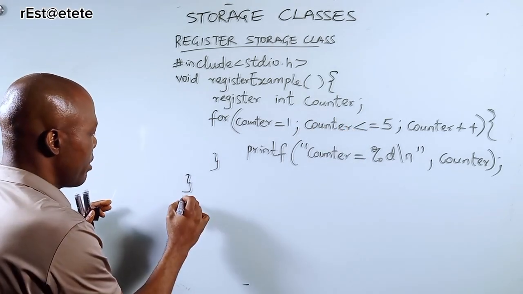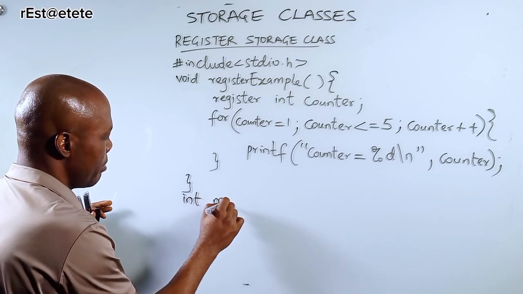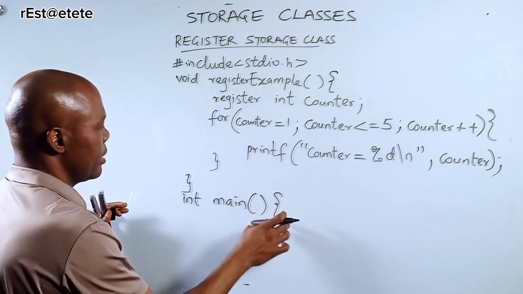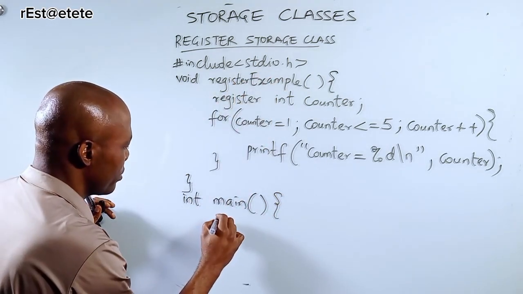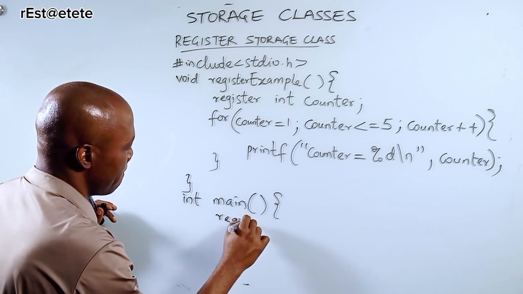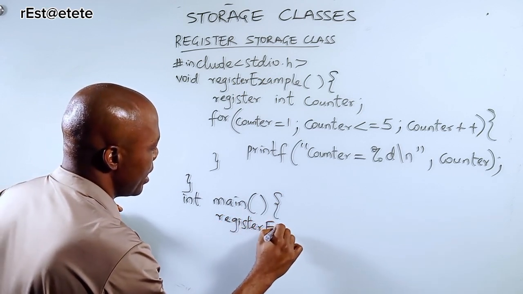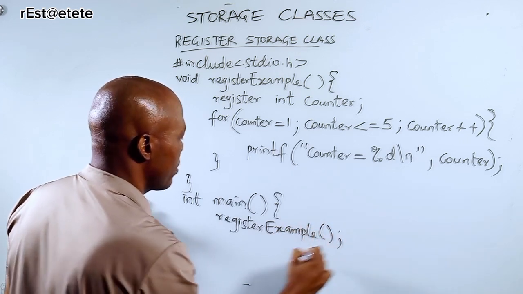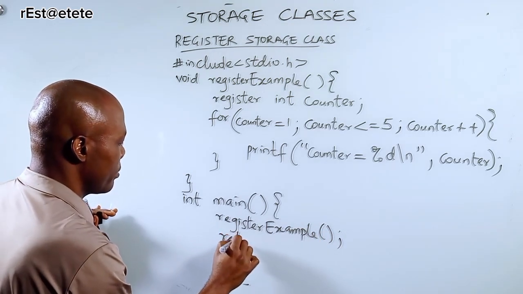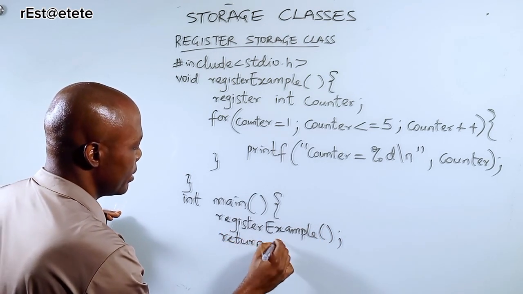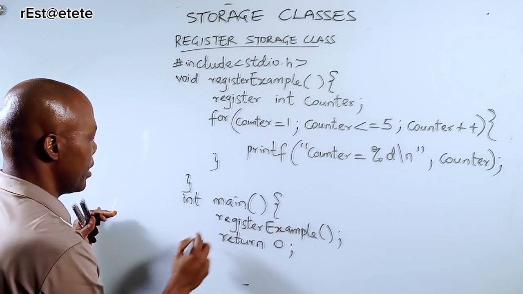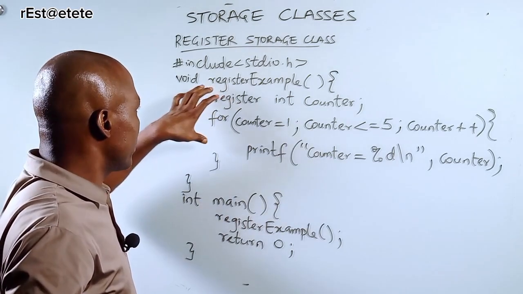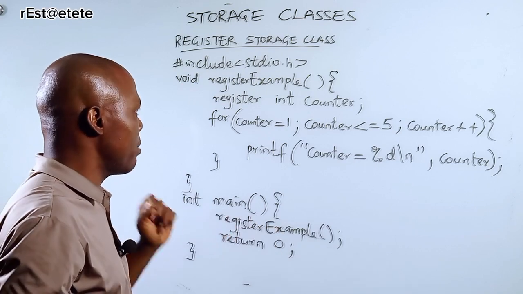Then my main function, I will say int main. Inside my main function, I'm going to call my register example. Then I will say return 0. Then I will close this. All right, so this is my program. I've created a function here, and I'm calling the function inside my main.